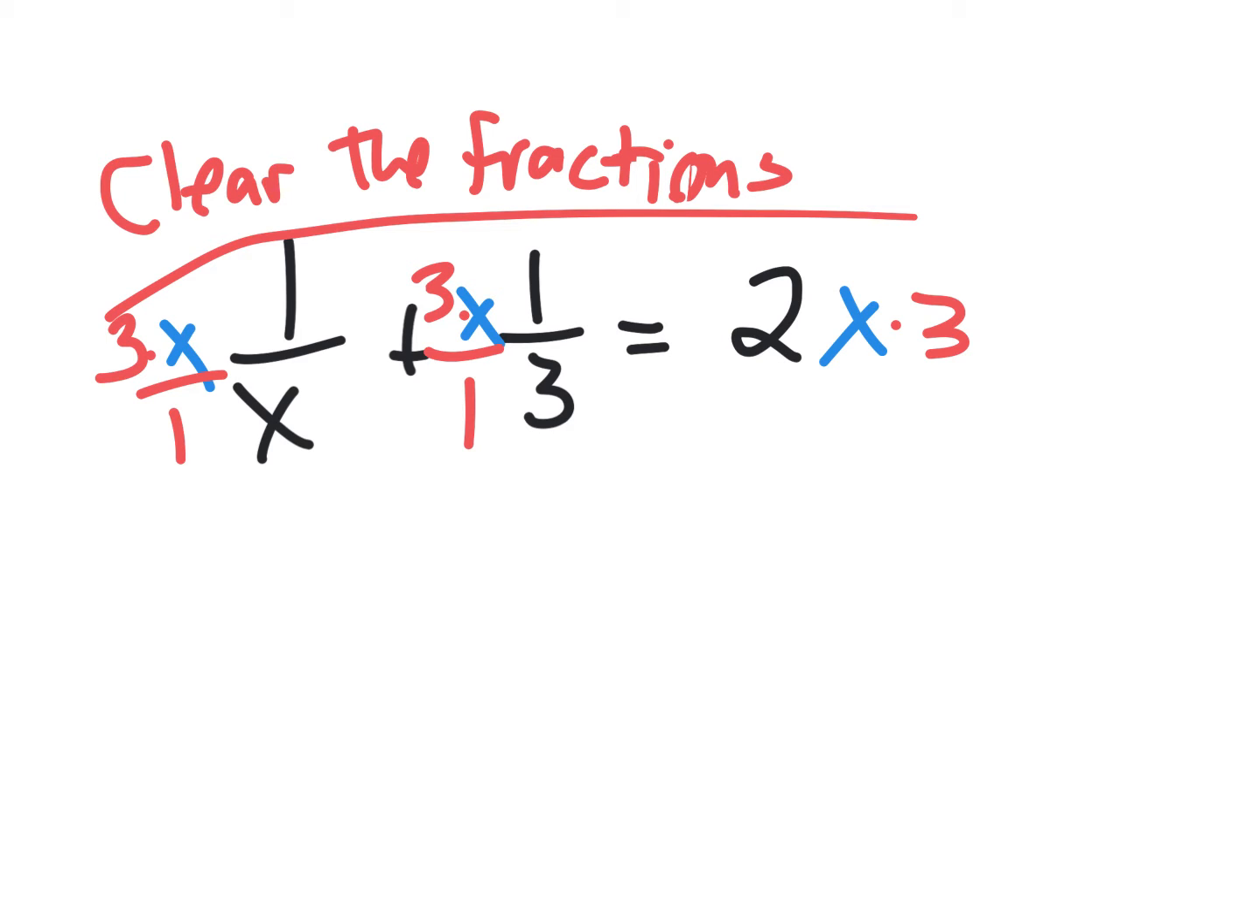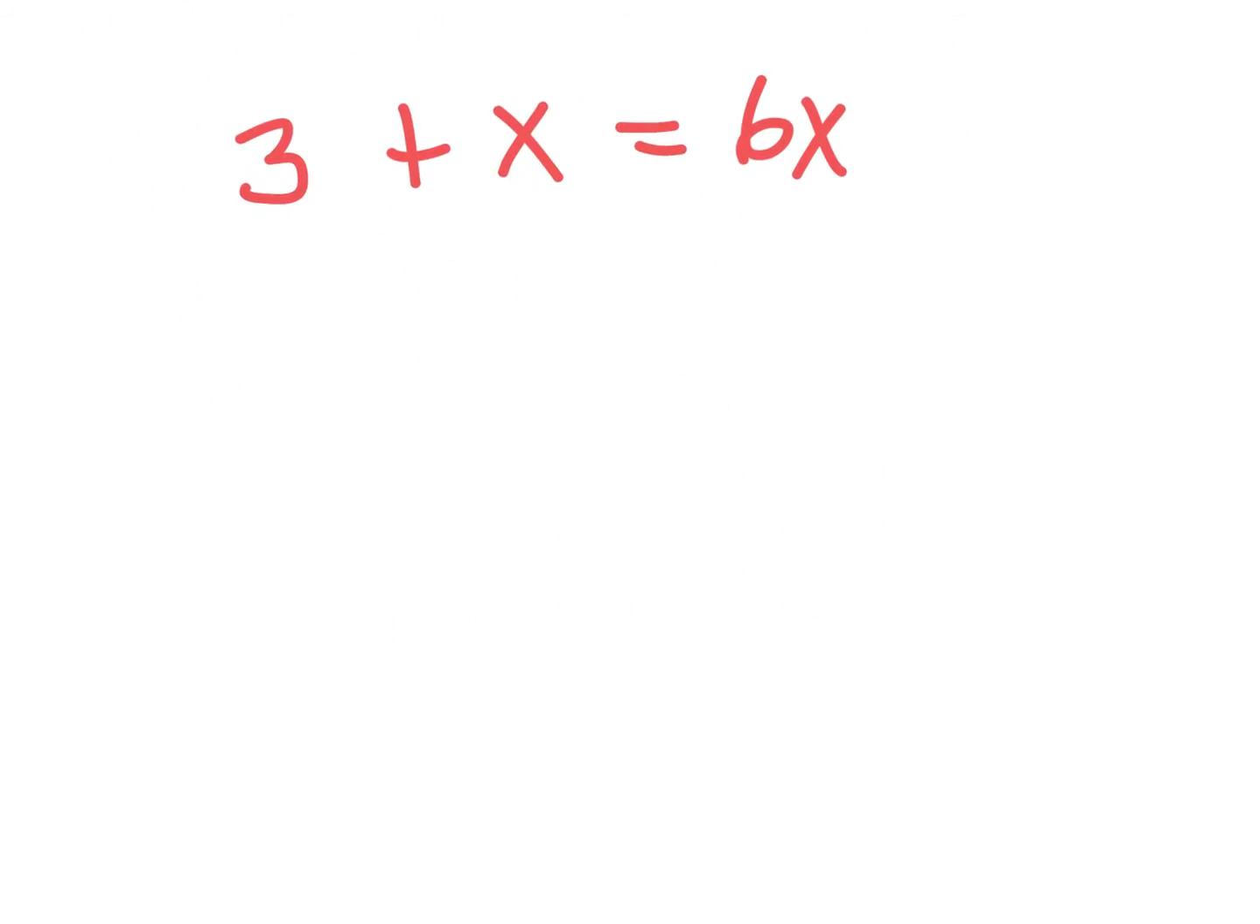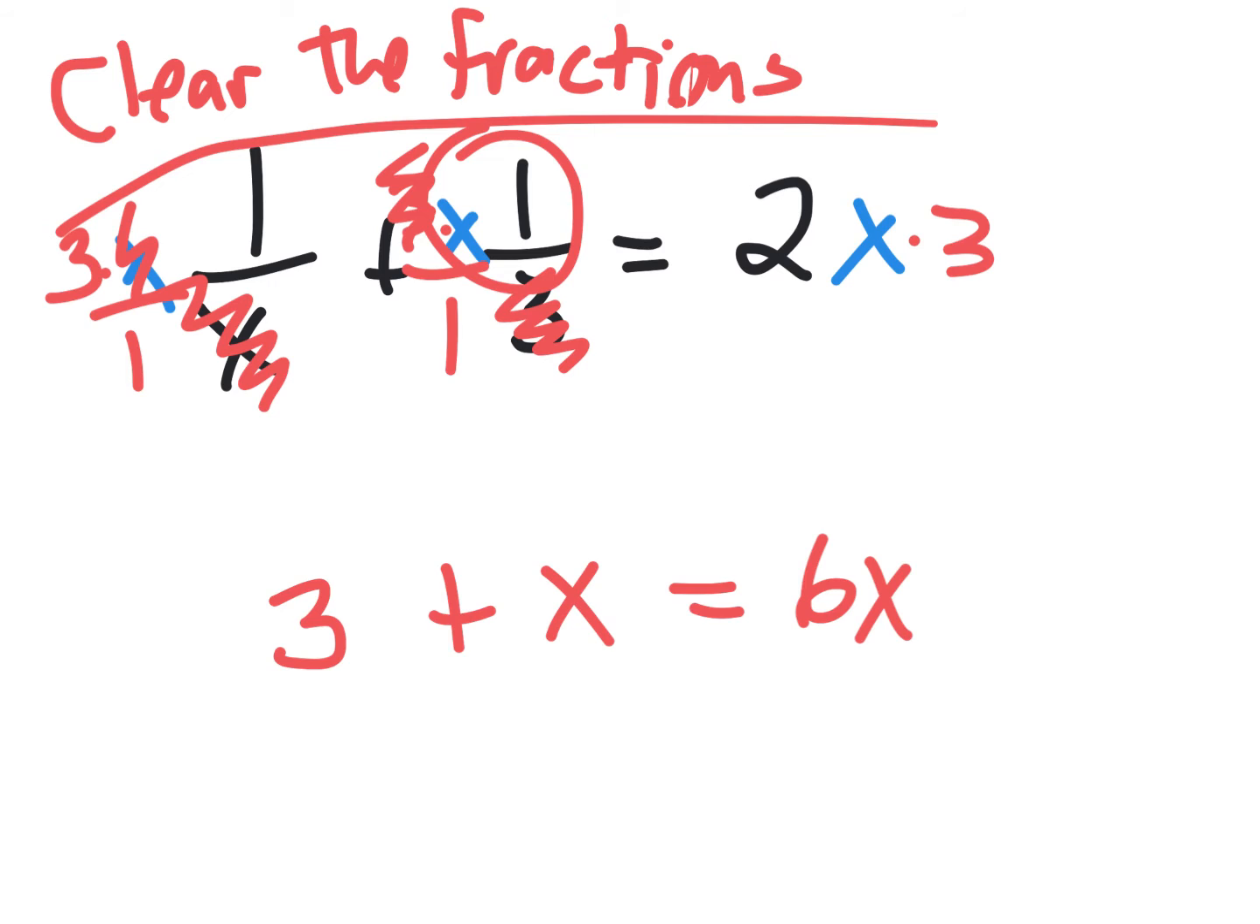Now I can cancel stuff. That cancels that. And the 3 cancels the 3. And I'm left with 3 times 1, which is 3, plus x times 1, which is x, is equal to 3 times 2x, which is 6x. Do you get how that is super easy all of a sudden? It went from hard to easy. And all you had to do is multiply by the denominator.